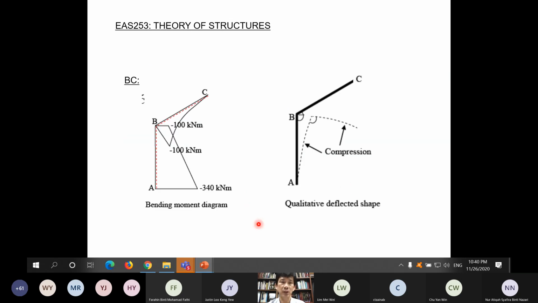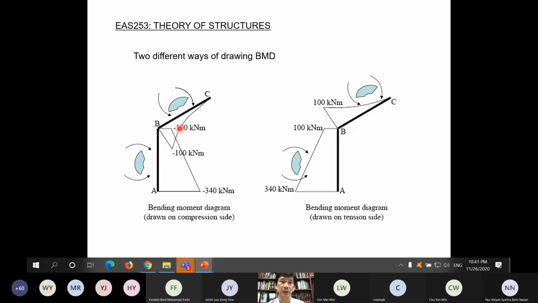Now, qualitative deflected shape, understanding of the meaning of the bending moment diagram that we draw on the compression side. This is a fixed support here, so A is fixed, not able to move, must stay at the same point, rotation must be 0. If this angle is, let's say, 120 or 130, it must maintain. So we just draw like this, maintain the angle. Then it is compression side here, so it should bend in this way, maintain angle, and then bend in this way. Okay. So that is how we complete the qualitative deflected shape.